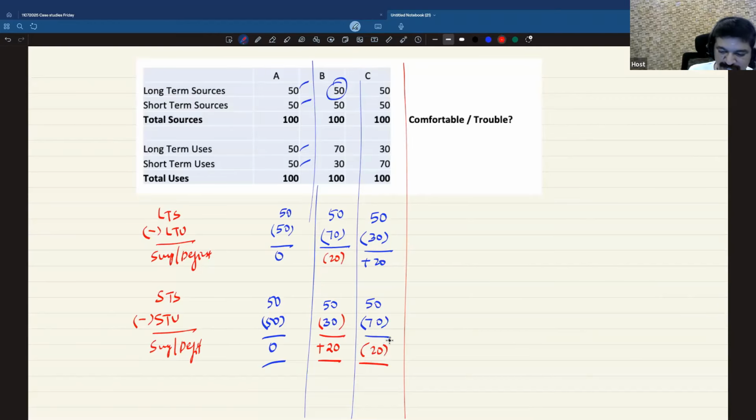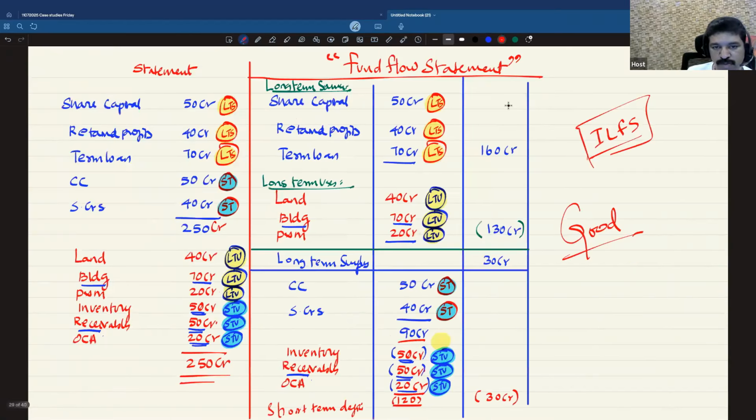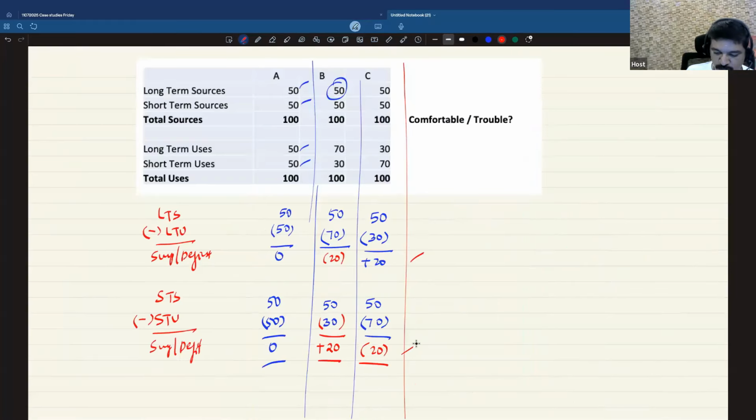I think company C is something similar to this company, yes or no? Company C is similar to this company. It means on the short-term front, they have a shortage. On the long-term front, they have a surplus. So that surplus has been used for supporting the shortage. Okay, so this is good. Company C is actually in a comfortable situation because they have a surplus of 20 crore, and on the short-term side they have a deficit of 20 crore. So that surplus has been used for supporting this deficit.